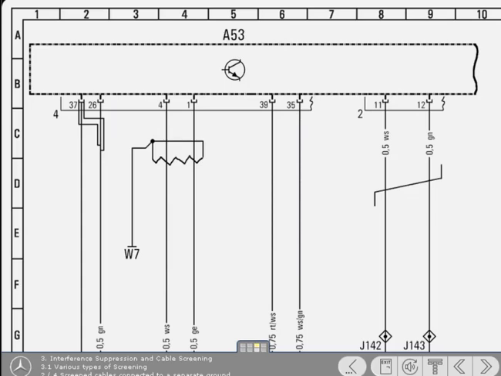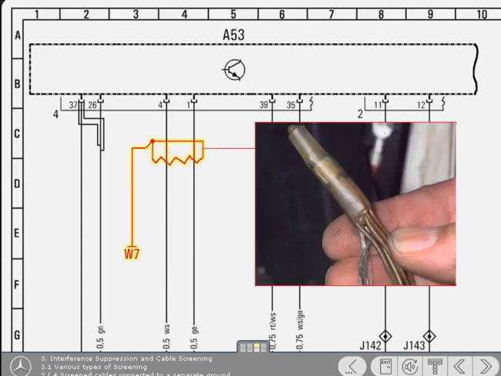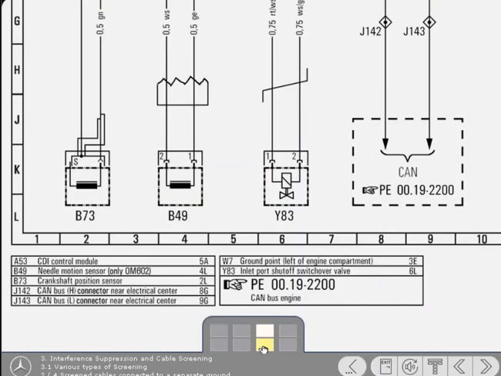This symbol indicates screened cables that are connected to a separate ground point, W7. To which component are the cables connected? Click on the component title in the legend. Yes, that's correct. Well done.